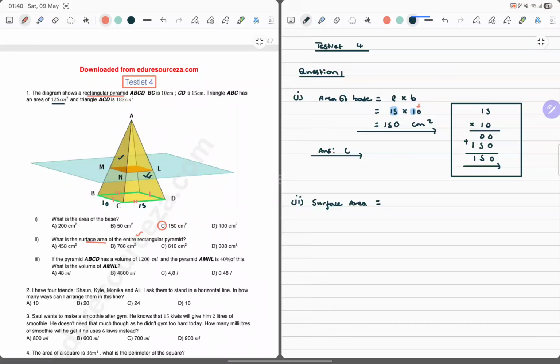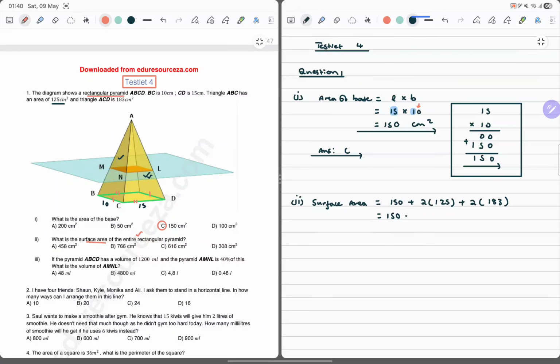is going to be equal to the area of the base, which is 150, plus 2 times the area of one face, plus again 2 times the area of the other face, which is 183. Right? Of course, a student who knows, knows. A student who doesn't know, doesn't know.